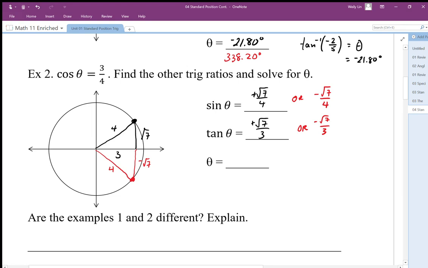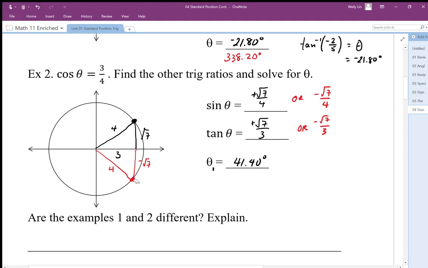consider both possibilities. So even for theta, when I solve for theta here, when I do the arc cos of 3/4, I end up with 41.40 degrees. Now the calculator only ever gives me one angle, so I'm going to call that one theta1.